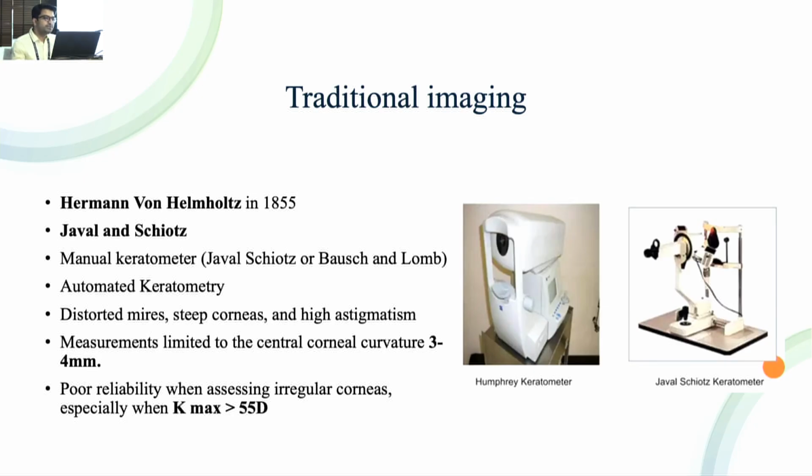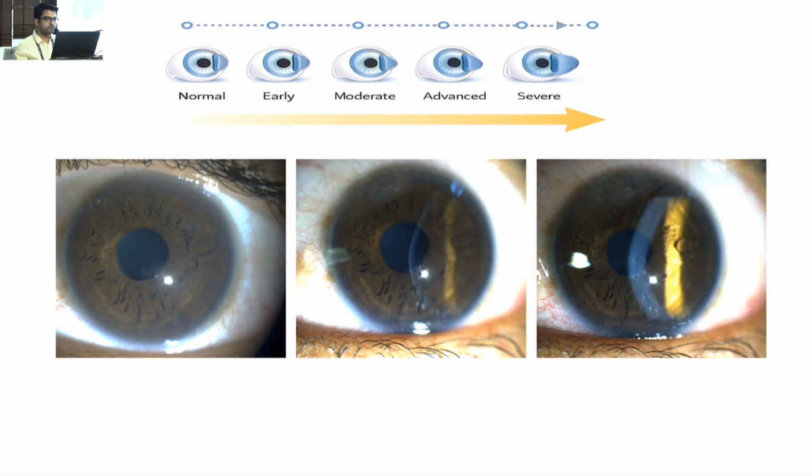So the traditional imaging by Helmholtz-Schwarz was able to detect the distorted mild steep cornea and the high astigmatism, but the limitations were that it measured only the 3 to 4 central mm of the cornea, and when the keratometry exceeds 55, it could not detect any cases of keratoconus. As in the first case, you can see these are the cases which we like to miss on a clinical slit lamp examination. These need advanced imaging techniques.